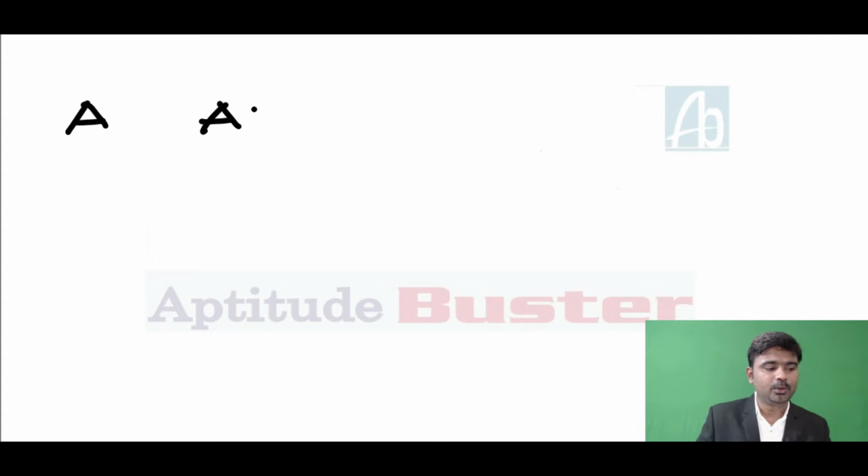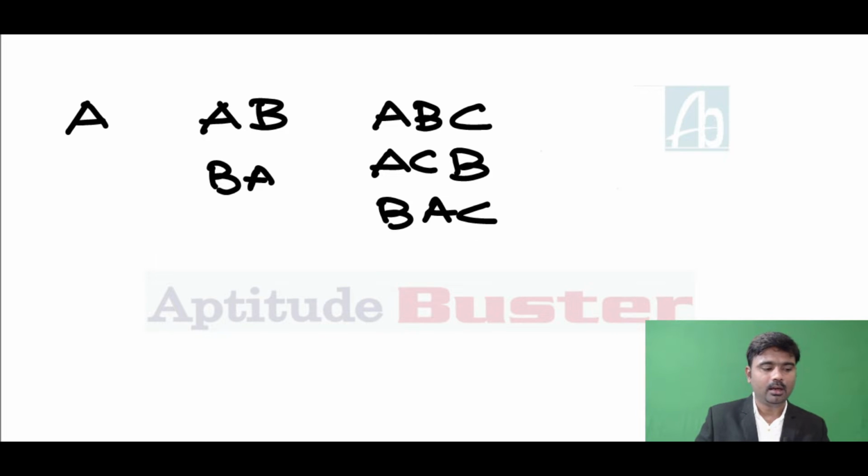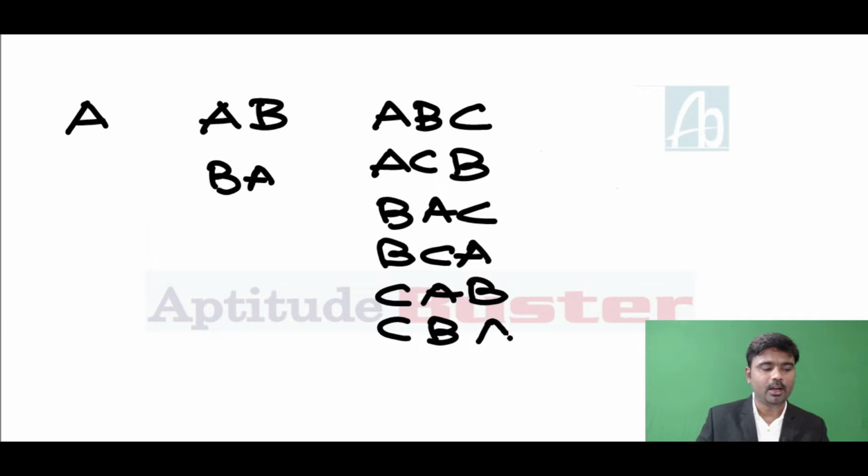Next, if I take two letters A, B, this can be arranged in two ways, AB and BA. Next, I take three letters A, B and C. This can be arranged the other ways: ACB or BAC or BCA or CAB or CBA. How many arrangements? 6 arrangements. 3 different letters means this can be arranged 6 ways.